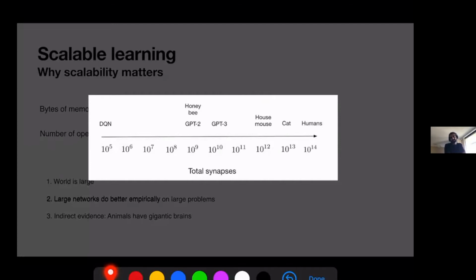And when you look at smart animals like mammals or humans, they have a lot of synapses. Now you can argue here that, well, maybe that's not a problem. GPT-3 is already very big. Our computer is increasing exponentially. And then hopefully in the future, we'll get there.